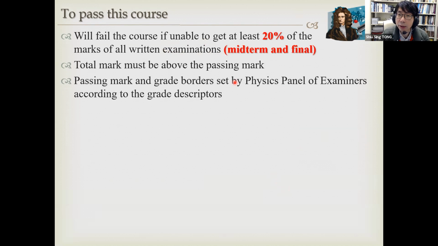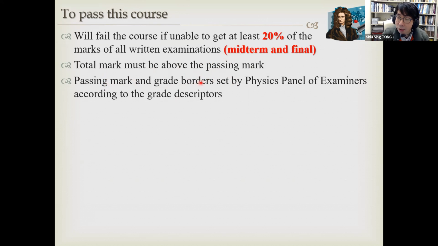If you cannot get up to 20% of the marks of all written exams, now written exams include the midterm exam and the final exam. If you cannot get at least 20%, I mean the midterm and the final added together, if the midterm and the final added together, you cannot get 20% of the total marks, then you will fail the course. That is the criteria. So in order to pass the course, you have to get at least 20% of the marks in the written exams. And of course, your marks have to be above the passing mark.